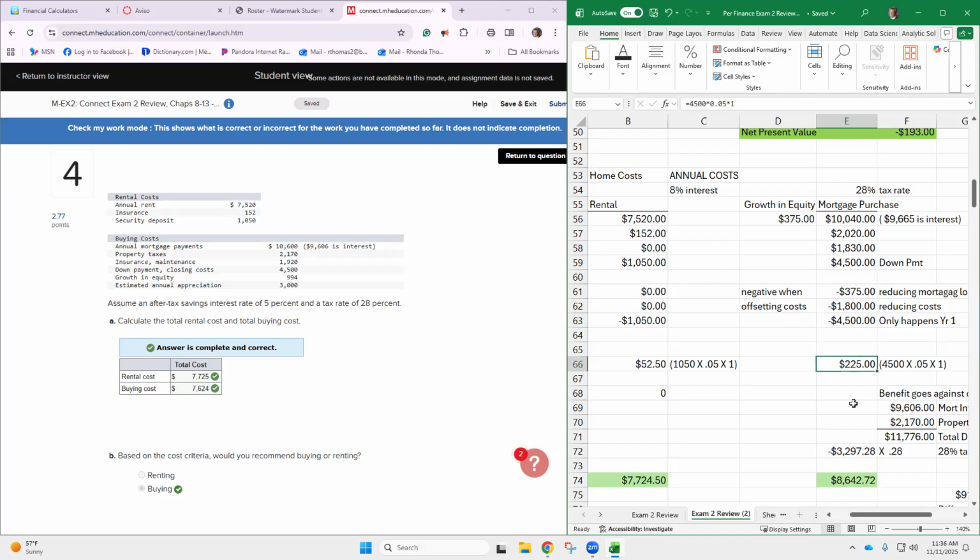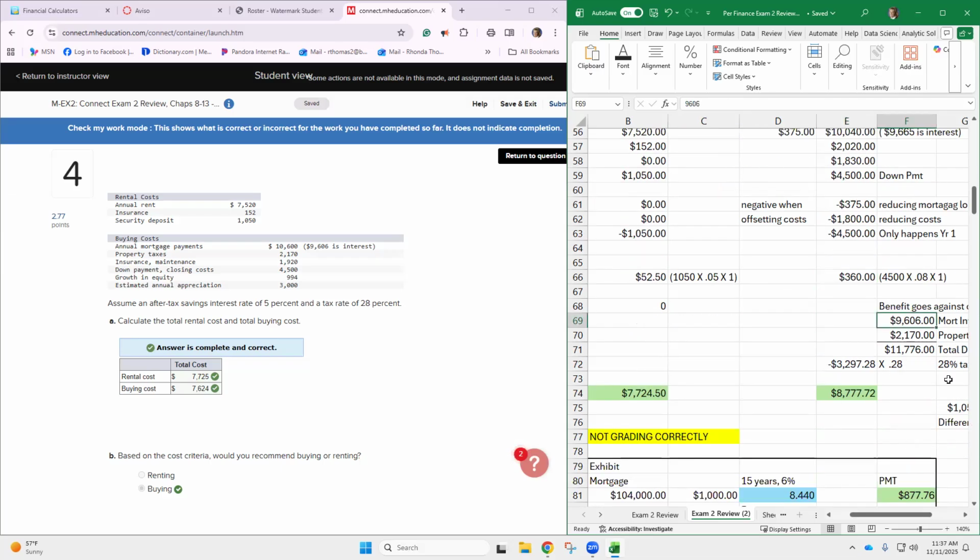Now we're going to get down here to the opportunity cost. Okay, your interest rate is 8. And we want to know what is the opportunity cost of the down payment of the $4,500. Okay, so I got 360 here. So that should be, like I said, 5 positive numbers and 4 negative numbers.